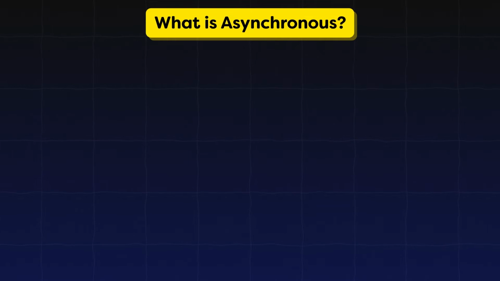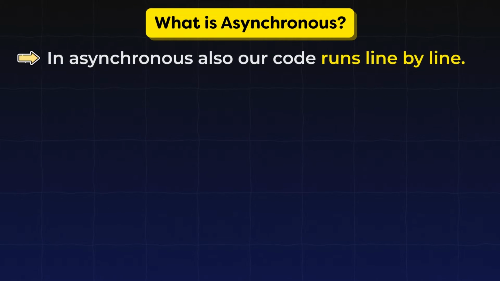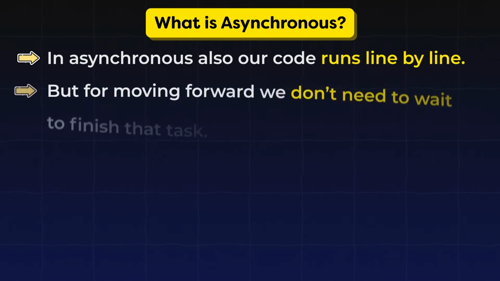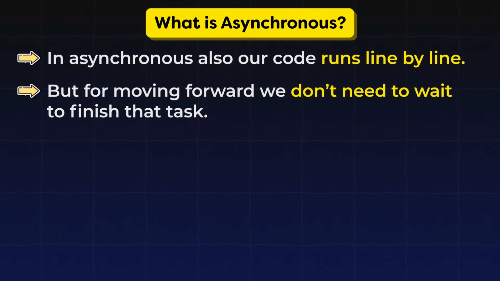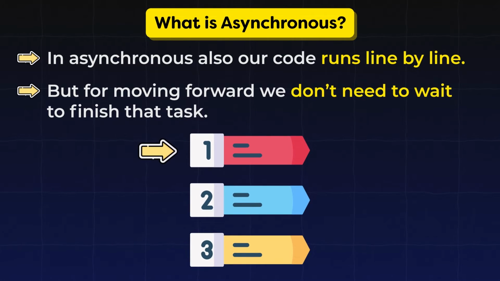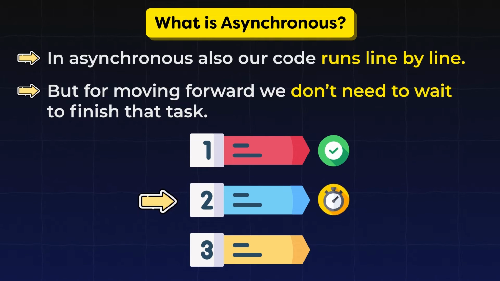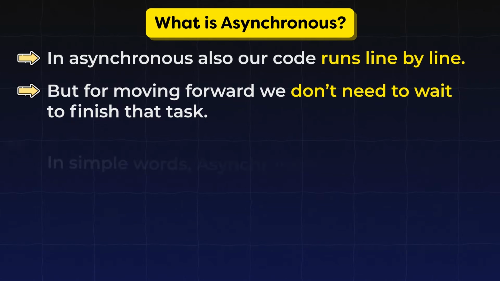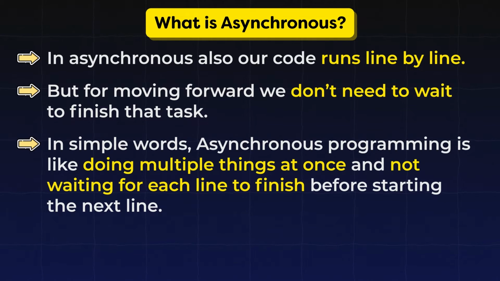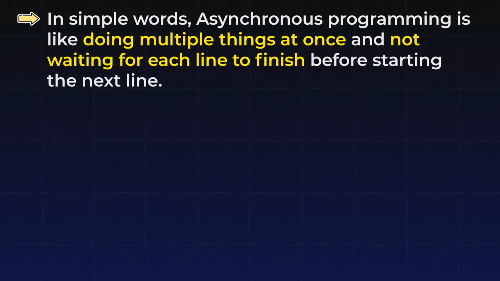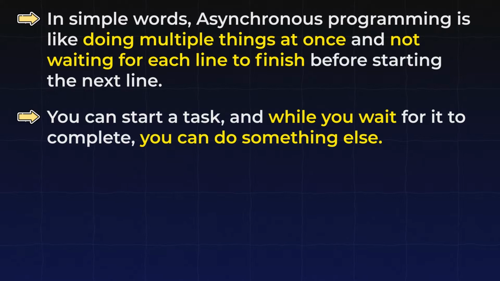Now you might guess what asynchronous is. In asynchronous, our code also runs line by line, but to move forward, we don't need to wait for that task to finish. We can start a task, and if it takes more time, we can move to the next line. In simple words, asynchronous programming is like doing multiple things at once and not waiting for each line to finish before starting the next line. You can start a task, and while you wait for it to complete, you can do something else.